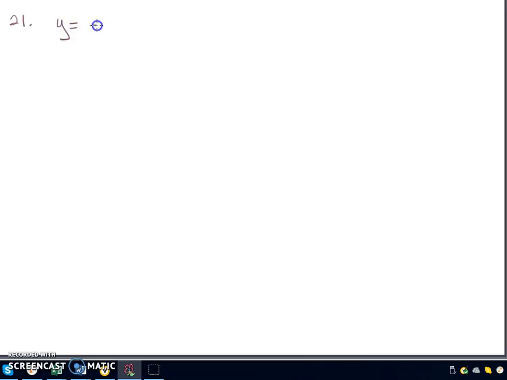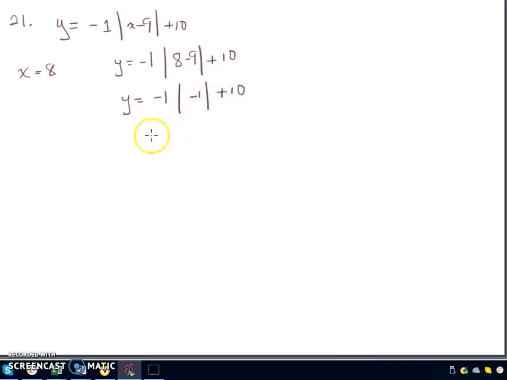Always prove yourself. Minus, there's really a 1 there. Absolute value of x minus 9, absolute value plus 10. So let's try when x equals 8. We're going to have y equal to minus 1 times the absolute value of 8 minus 9, plus 10. Y is equal to negative 1 times negative 1 plus 10. This becomes 1, we know. So y is equal to negative 1 times 1 plus 10. So y equals negative 1 plus 10. Y equals 9. So therefore we know when x equals 8, y equals 9.